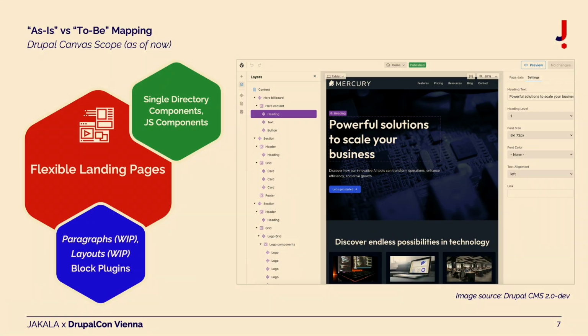But what is coming on top of all the well-known components? Now you have single directory components and JavaScript components, which gives you extra flexibility to build your Drupal pages. Once again, on the right side, you can see everything is coming from the Drupal CMS 2.0 dev version. I think it's a great place to play with Drupal Canvas, by the way.